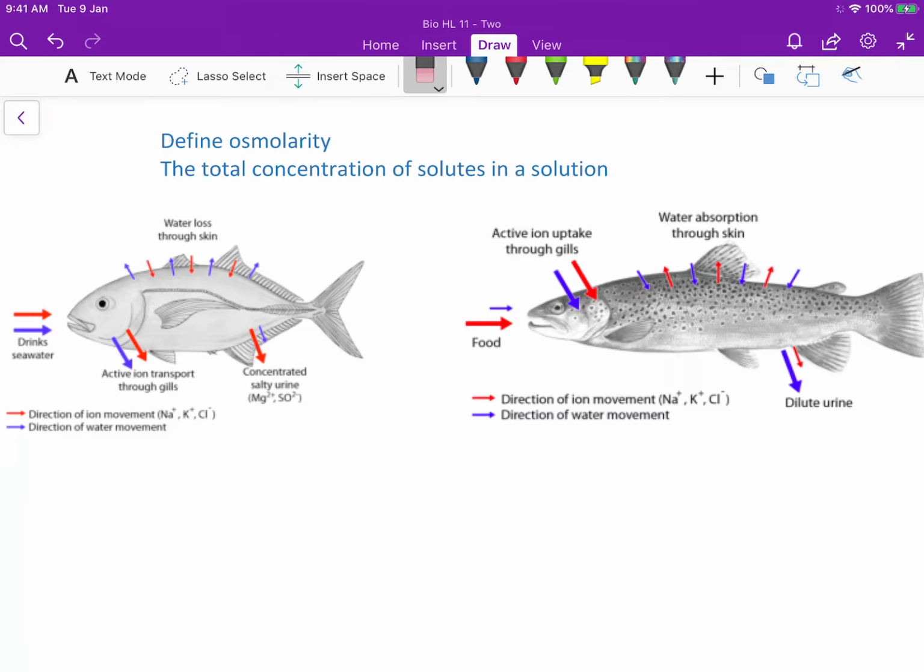One type of organism, and let's see if you can work out which one is which here. One type of organism maintains a constant internal osmolarity, and other types of organisms just take the concentration that's around them. So see if you can work out from these two, let's call them A and B, which one takes the concentration of the solution surrounding it and just has the same, and we call them an osmoconformer.